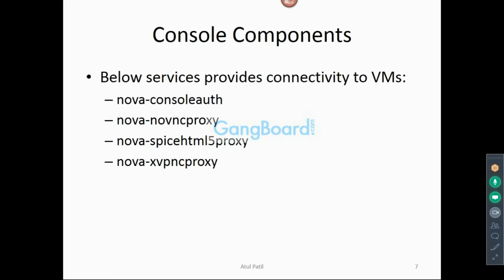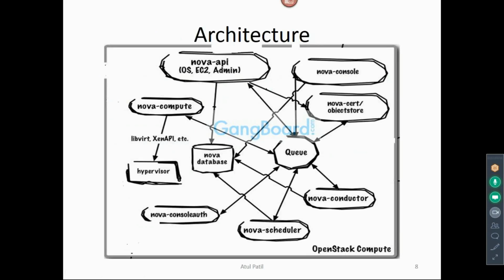The components below are basically used for access. When we use the VM through a graphical interface, Nova Console Auth, Nova VNC proxy, Spice HTML5 proxy and XVP VNC proxy will work when we go for graphical access. So this is the architecture. From Nova API, we get the information. Nova console will consolidate it. This is on the queue. Nova Compute means your hypervisor.